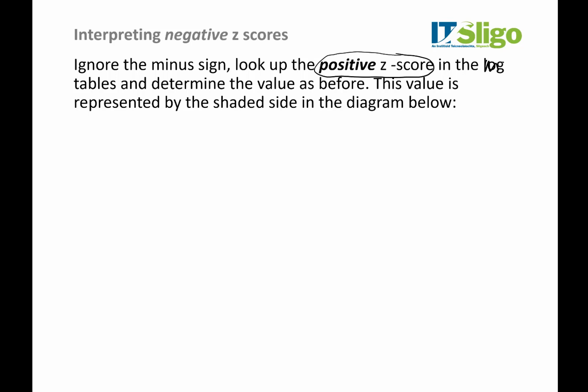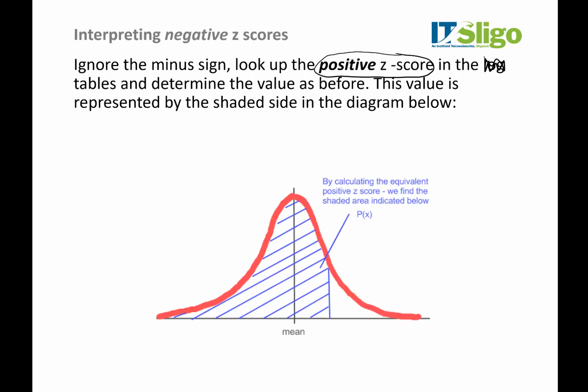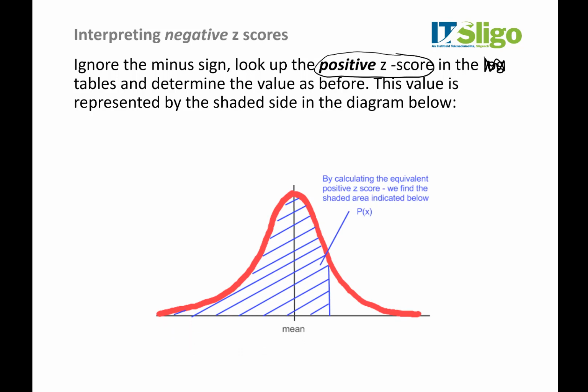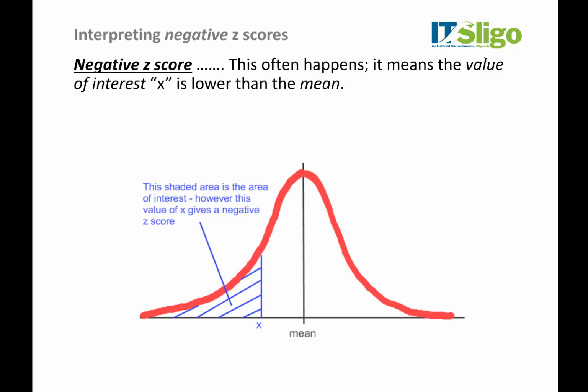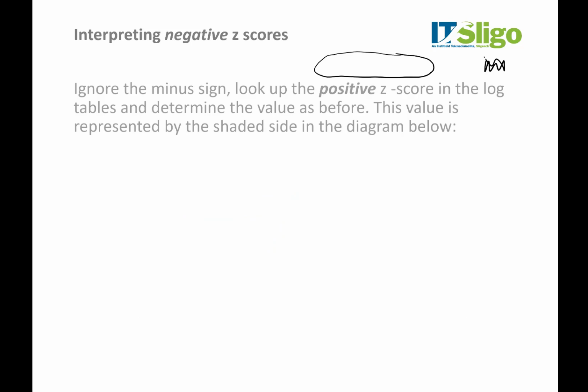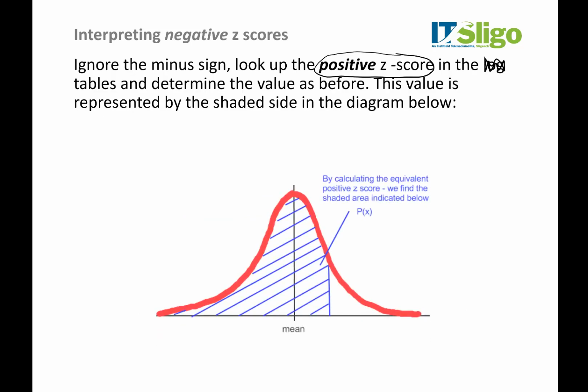Sorry, I shouldn't say log tables, I mean tables. And determine, these tables used to be in the old log tables. That's why I had it in there. So we look up the positive z-score and determine the value from the tables as before. So this is what we would usually get. So remember, this is what we're interested in. When we look up the positive z-score, this is what the tables will give us, the blue shaded area.